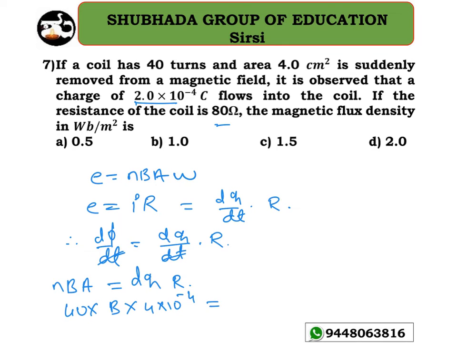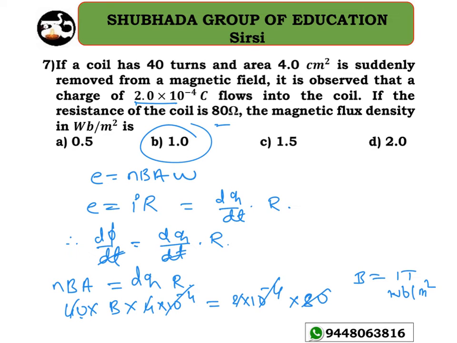That must be equal to, the charge is 2 into 10 to the power of minus 4 and the resistance is 80 here. Okay, so now 10 to the power of minus 4, 10 to the power of minus 4 gone. So what are we left with? 160. 40 into 4 is 160, 80 into 2 is 160. So what are we left with? B equal to 1 Tesla or Weber per meter square. So that's the reason option B is the right answer for this question.